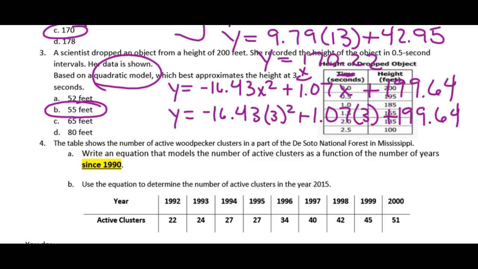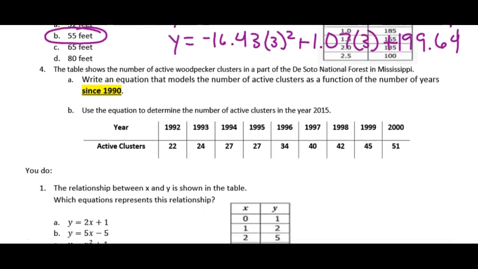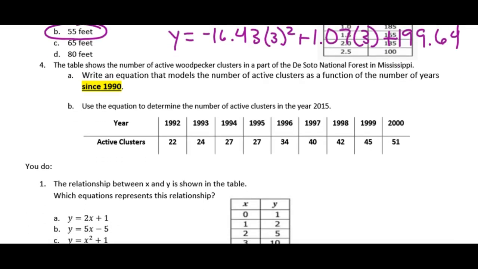Now number 4, tricky one. And the reason why it's tricky is because of the years. We're never going to put those years into our calculator. They're too large. And we talked about this when we did linear regression. So we have to renumber the years. And notice it says since 2000 or since 1990. So this is going to be 2, 3, 4, 5, 6, 7, 8, 9, 10, just because the numbers are too big.